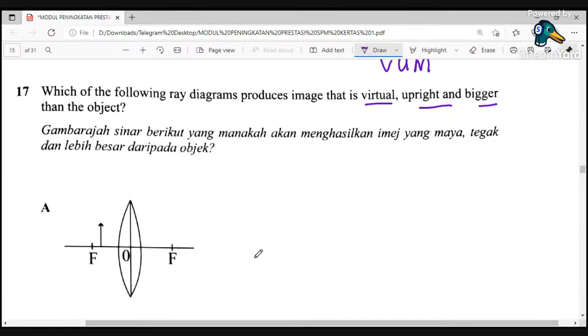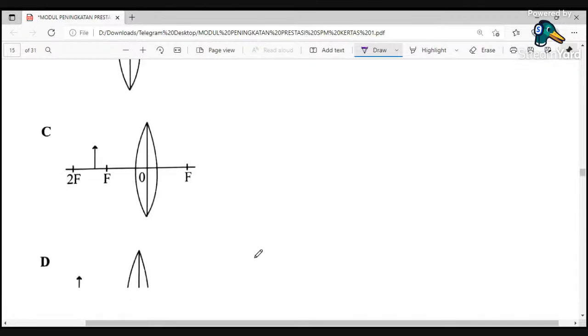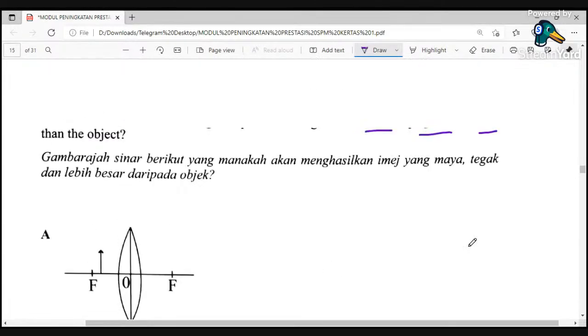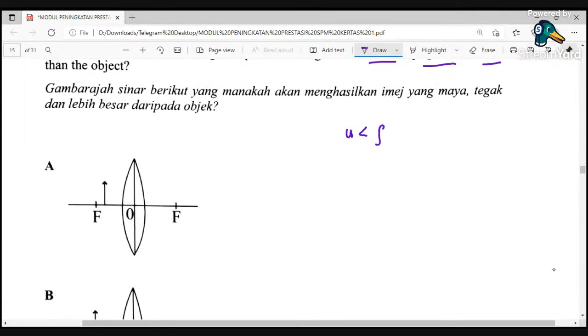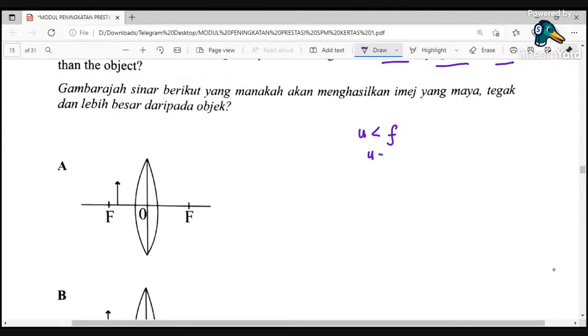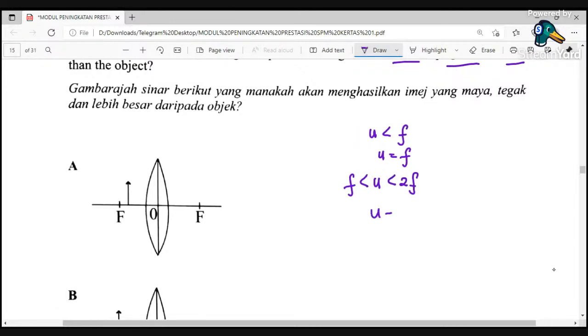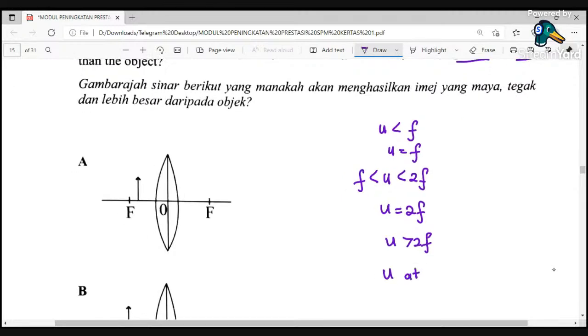Okay, jadi kena ingat kalau ikut ray diagram kita ingatkan ada berapa position. Kita ada U less than F, U equals to F, U between F and 2F, U equals to 2F. Maybe you have a different way to memorize it. U more than 2F, U at infinity. As for me, I just memorized the 6 positions.